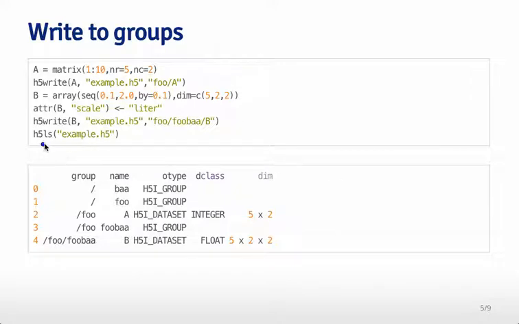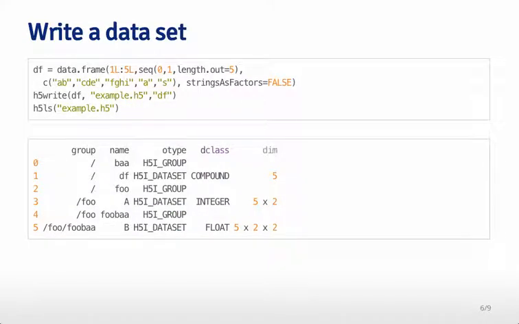And again, if we list out what's going on inside this file now, we have all the groups that we've created, and also within those groups, we have some data sets. You can see that A is now an H5 data set, and it consists of integers, and then there's another data set down here, B, which consists of floats, and it gives you the dimensions of those data sets, which can be multidimensional.